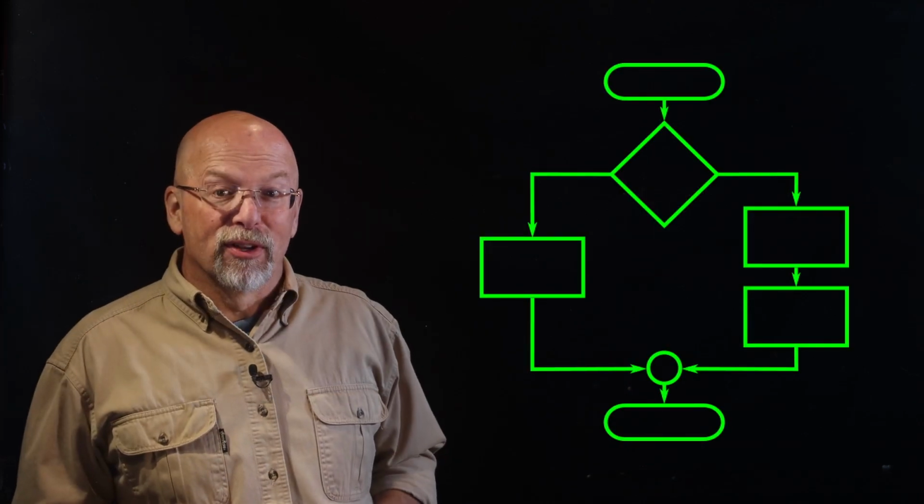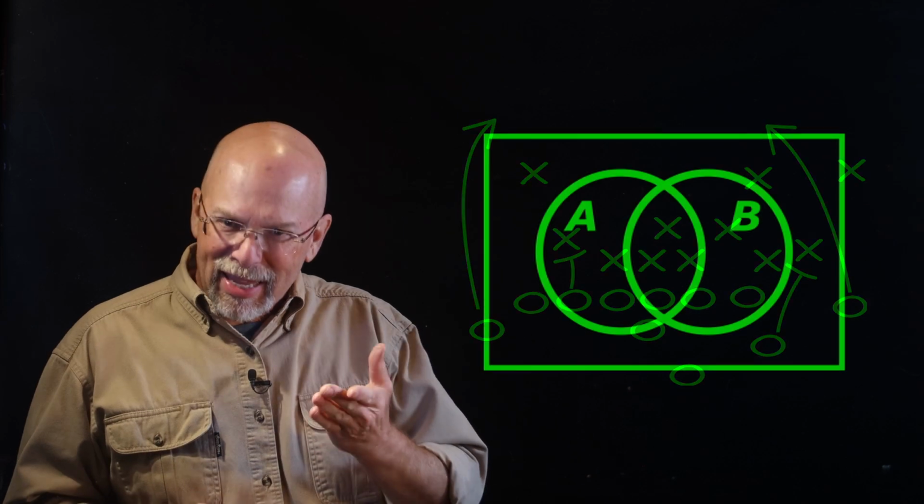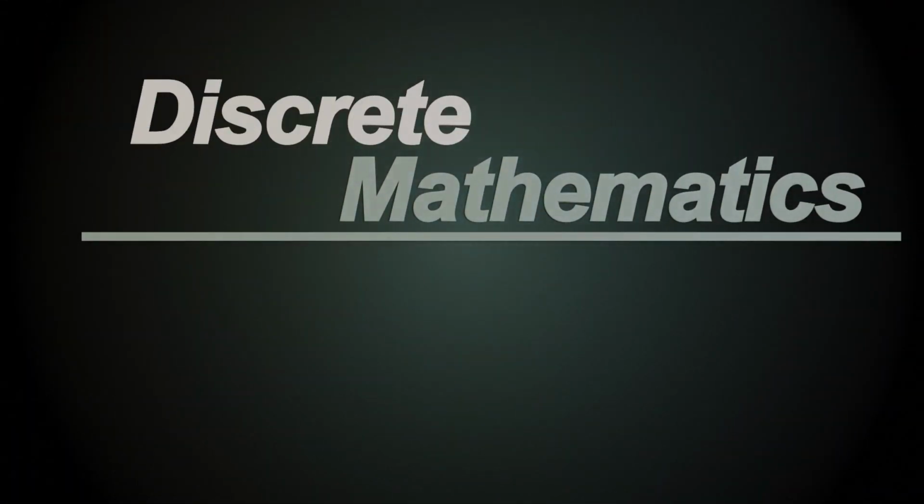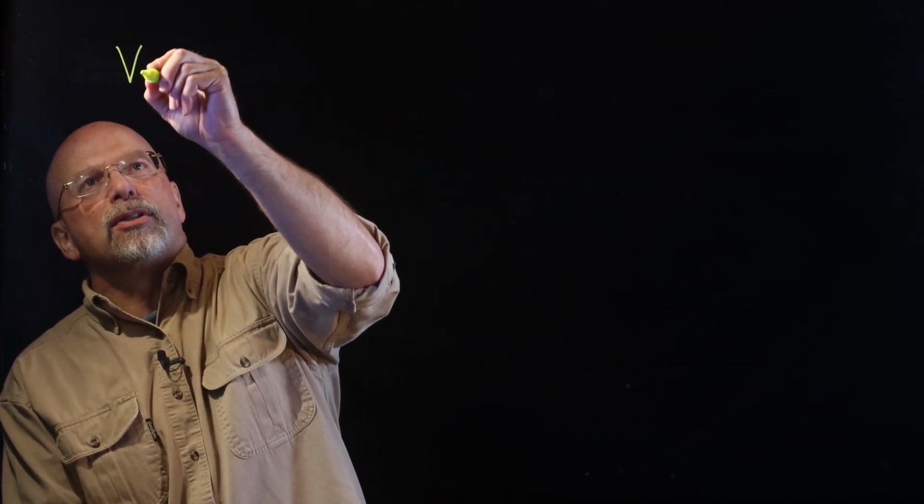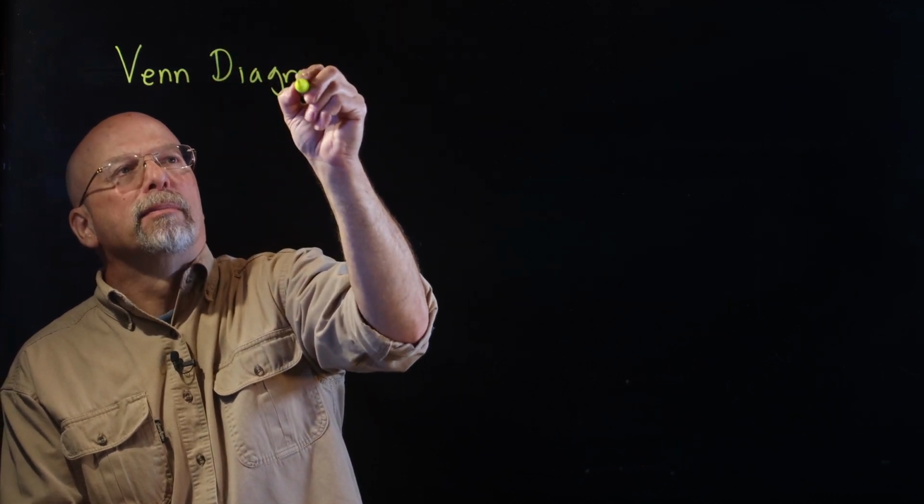Our lives are filled with diagrams. They help us see things better, even math. What we're going to talk about today is a graphical representation of those sets that we talked about in a previous lesson. And that graphical representation is something called a Venn diagram.